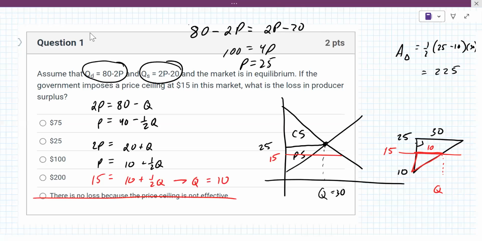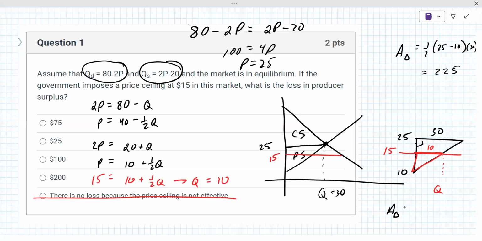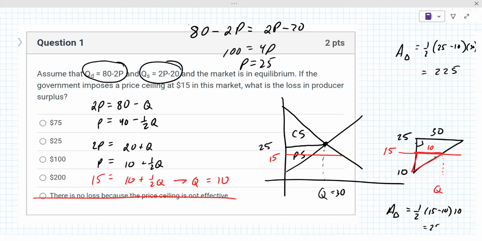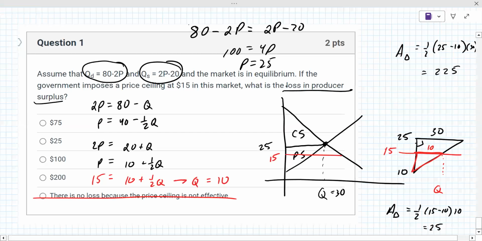So your new area of the triangle is 1/2 times 15 minus 10. That's the base here. The height is 10. So it looks like it's 25. So it went from 225 down to 25. The loss in producer surplus is the 225 that you had minus the 25, which is 200.